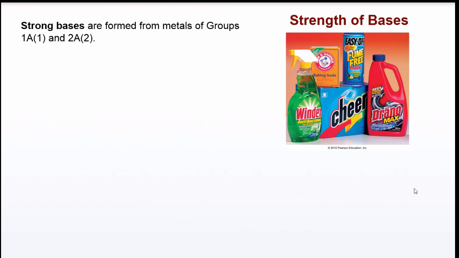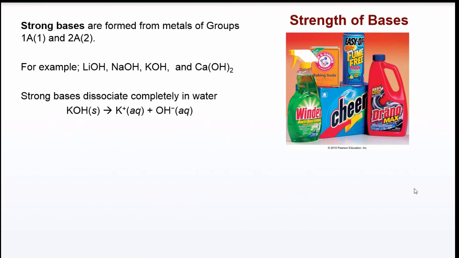So here are a few other things to remember. If we're talking about strong bases now, not strong acids, they're usually formed from metals in group 1 and 2. Some examples would be lithium hydroxide, sodium hydroxide, potassium hydroxide, and calcium hydroxide. These are all strong bases, and just like the strong acids, they completely dissociate in the water.